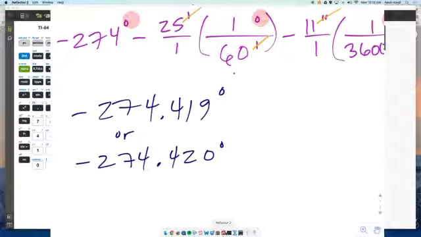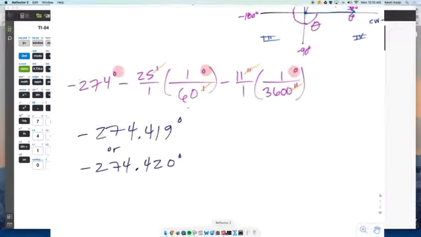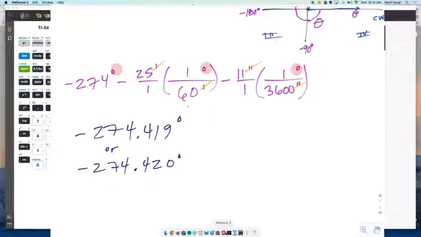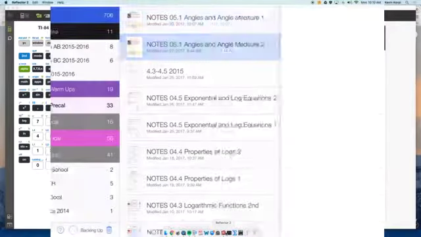It doesn't work that way. That's the way you want to do it right there. Okay. Any questions on converting? All right, let's jump back to the notes then.